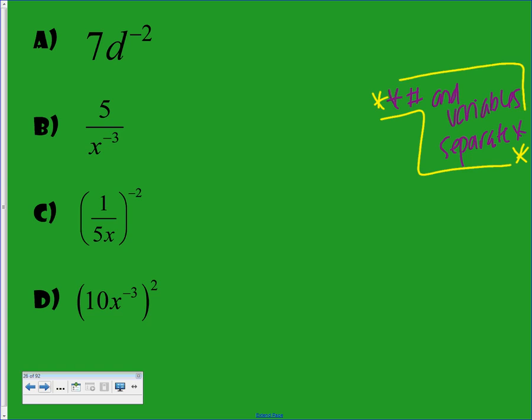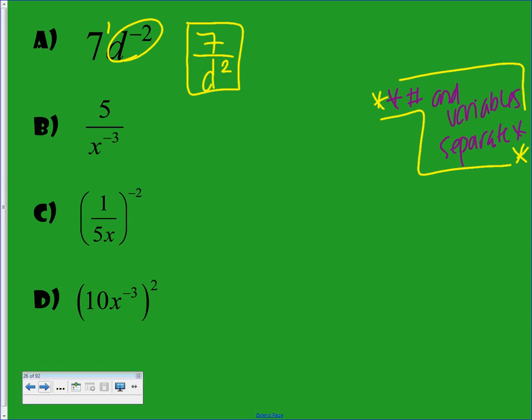So when I look at letter A, 7 has a positive exponent of 1, so that stays on the top, but d to the negative 2 is negative, so I have to move that down to the bottom of the fraction to become positive, so d squared. Okay, so numbers and variables are separate. The d has to move because it's negative, but the 7 stays.